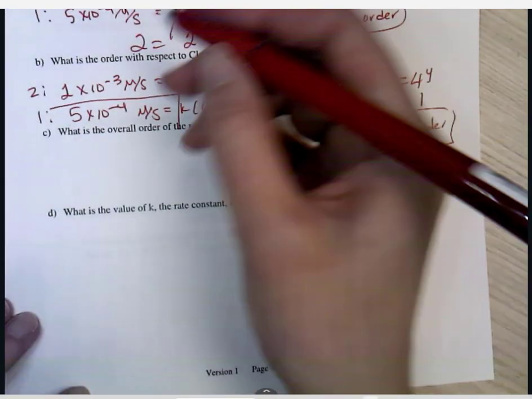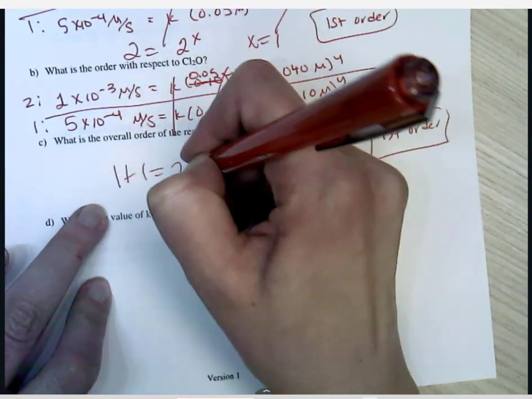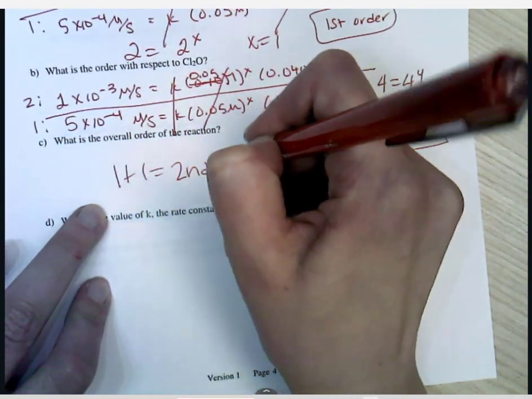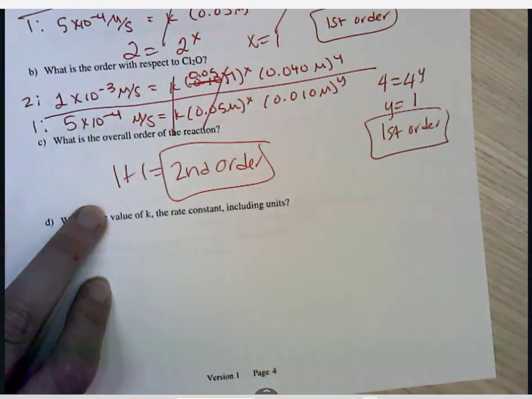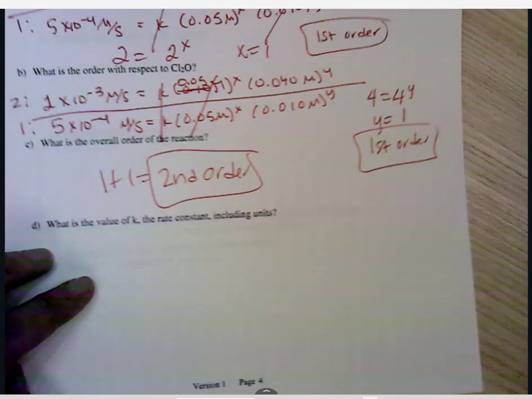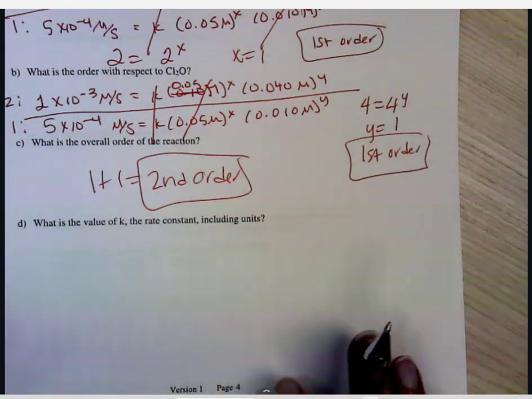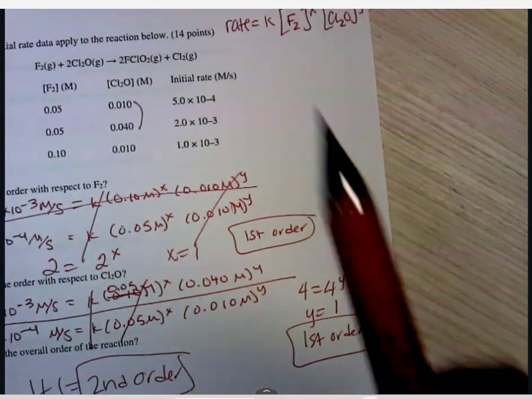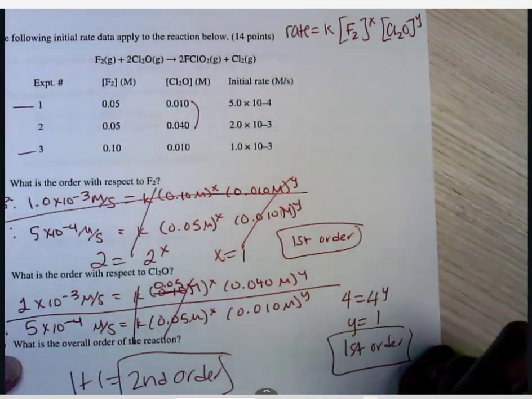For the overall reaction order, remember I just add those together. This is an overall second order reaction. And that just means 2 molecules are included in the rate determining step, and one is F2 and one is Cl2O.